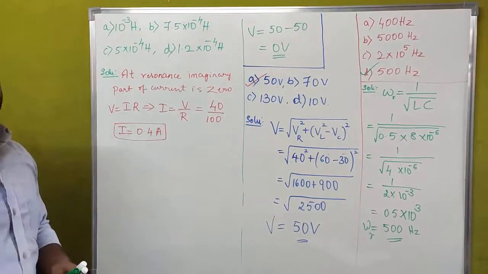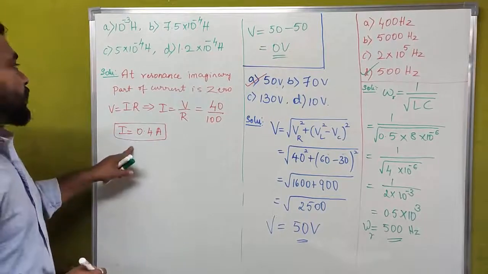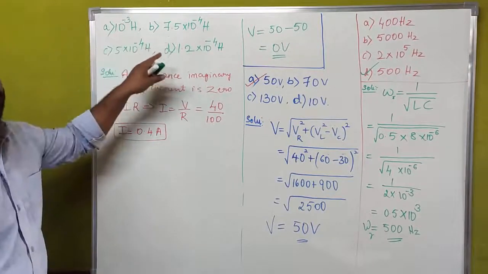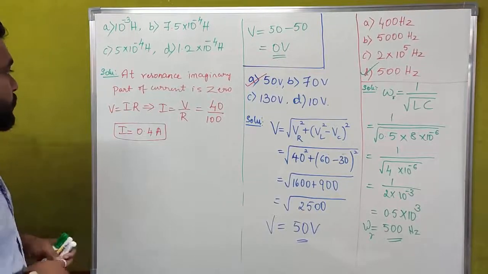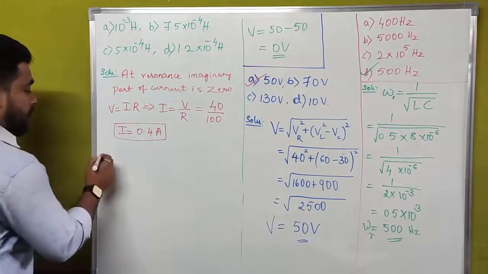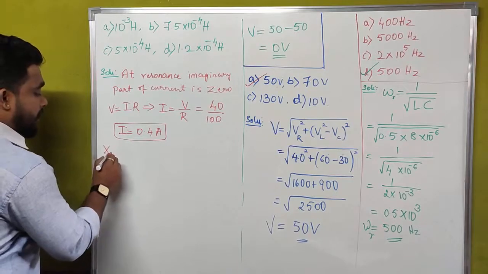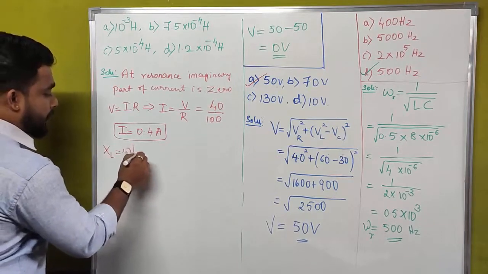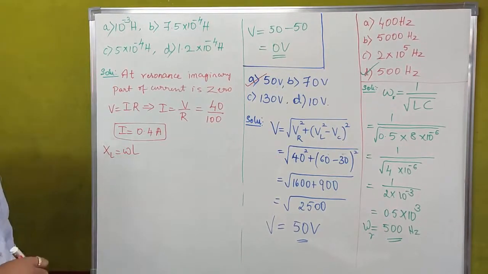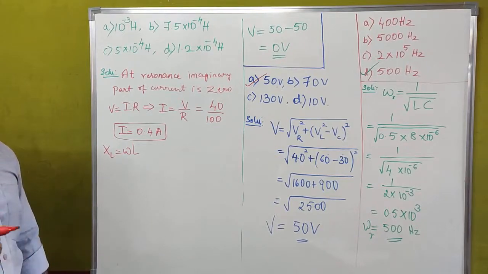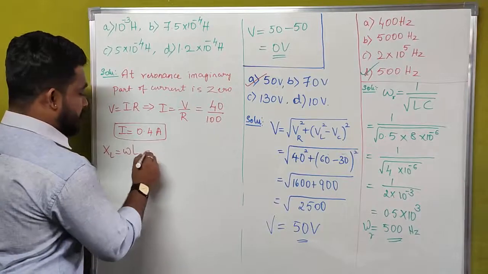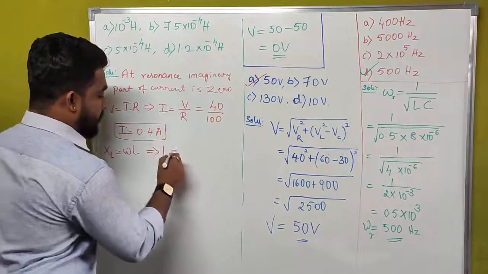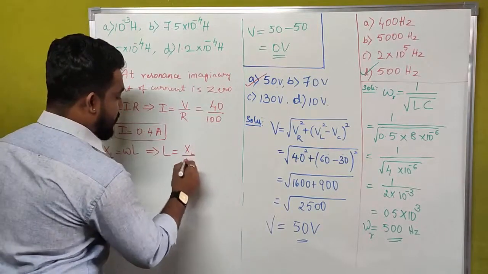0.4 ampere. This is not what we are finding out. Here what we want is the value of inductance L. What is the expression for inductance? That is XL is equal to omega into L. Here what is omega? Omega is nothing but angular resonant frequency. But what we want is L. This implies L is equal to XL divided by omega.